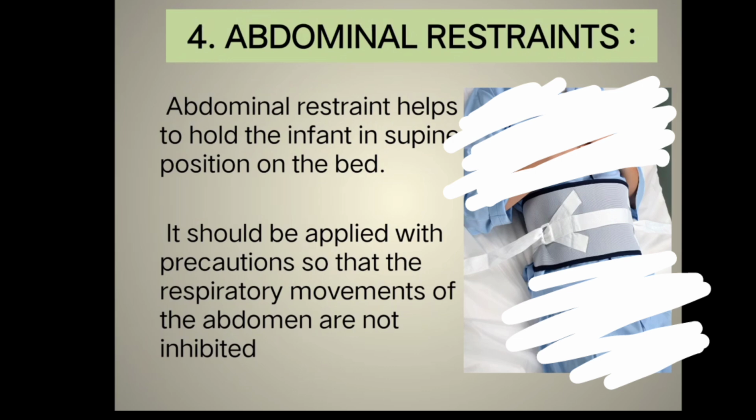Next is the abdominal restraint. The abdominal restraint helps to hold the infant in a supine position on the bed. It should be applied with precaution so that the respiratory movement of the abdomen is not inhibited. So we must ensure that the application of the abdominal restraint does not interrupt the respiratory movement of the abdomen.